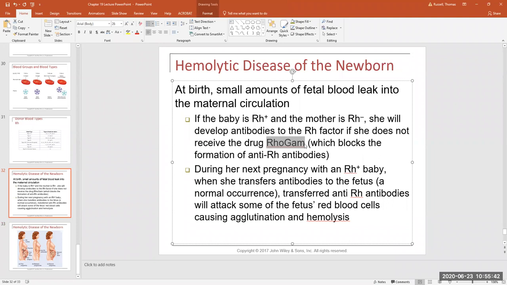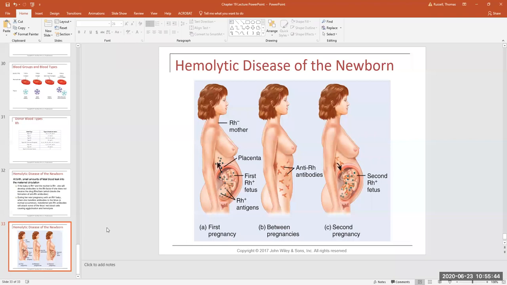So that's what this drug is for. All females that are Rh negative get Rogam. All females that go in and they don't know the blood type get Rogam. Rh positive females do not get Rogam because they don't need it. But the mom receives Rogam and it prevents the mom's body from producing anti-Rh antibodies.